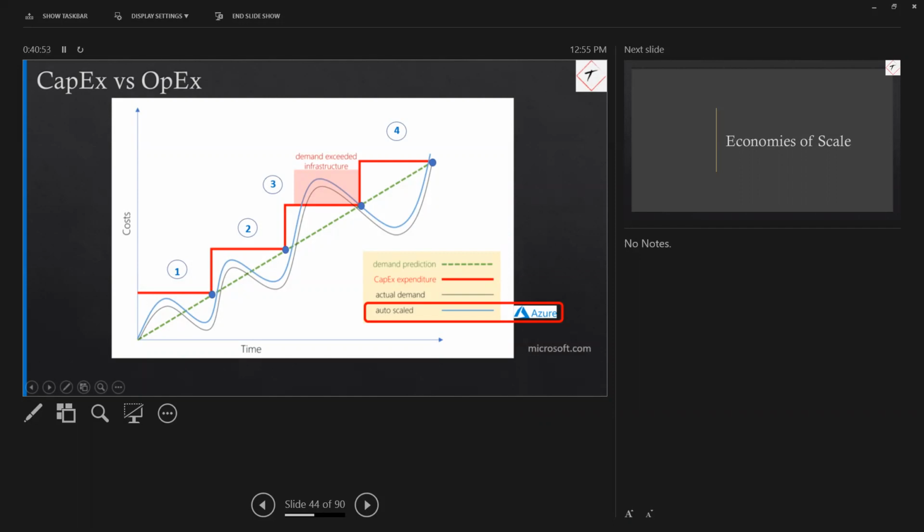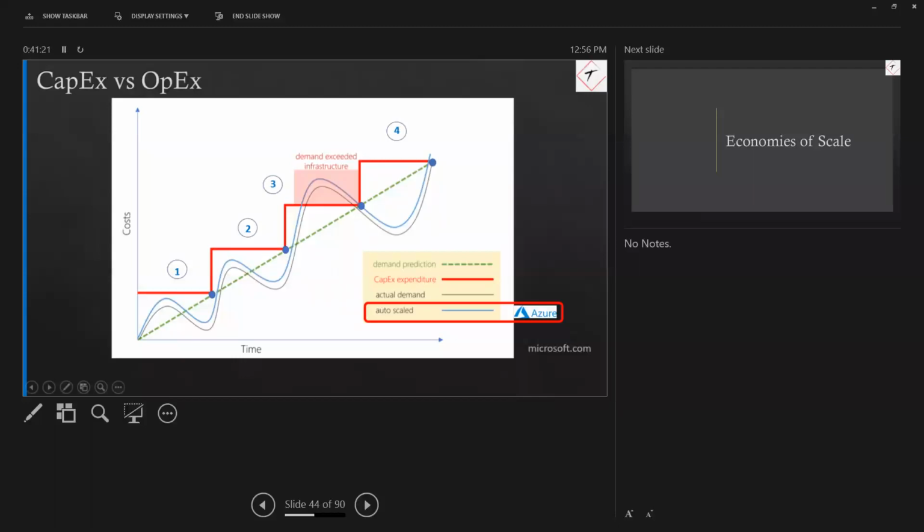But then if the demand increases more than what you had predicted, that means you will not be able to meet this demand here. So to meet this demand, you again buy some virtual machines and servers. But then if the demand decreases, you are losing your money there, or the infrastructure is unused where you already spent the money on those demands.